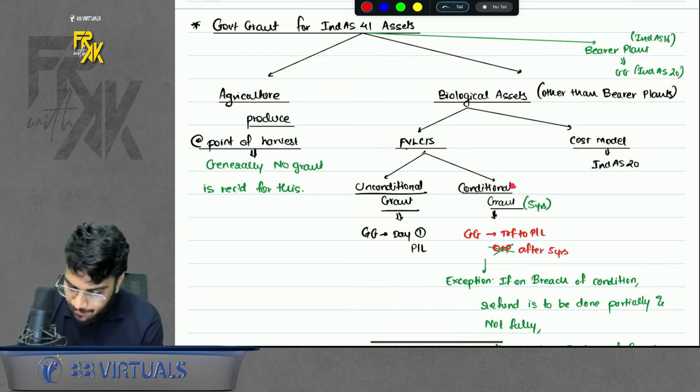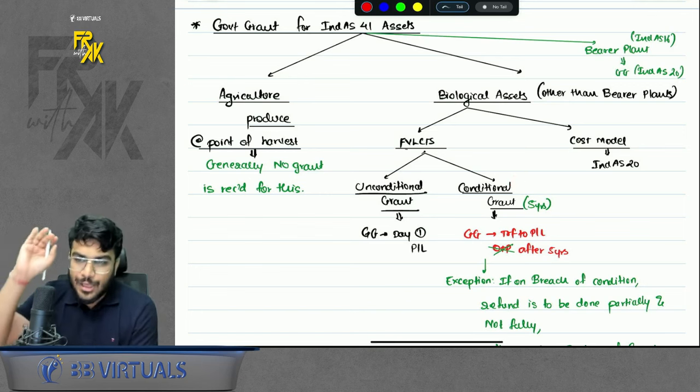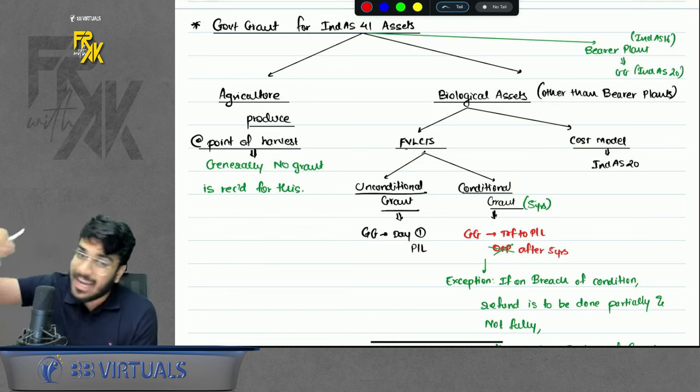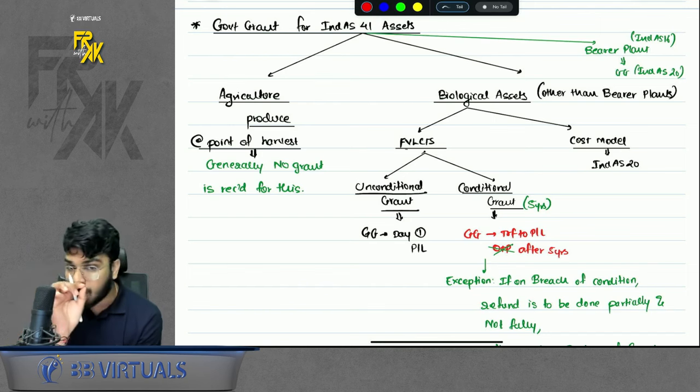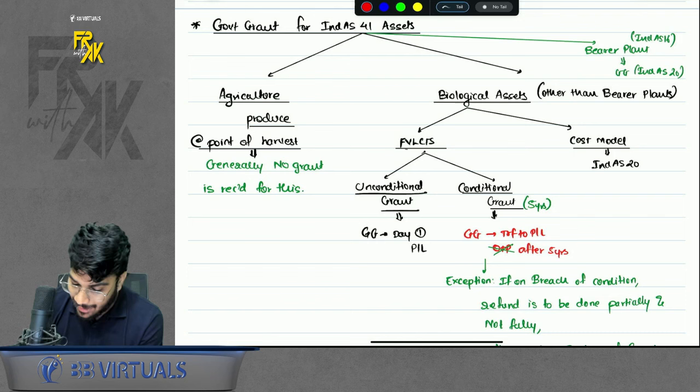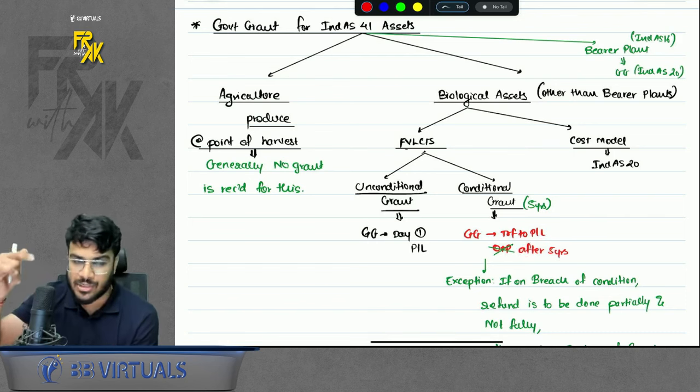That is, for example, if you had the condition of 5 years, you will book the grant in profit and loss directly after 5 years. Do not book it over the period of 5 years. You will book it after 5 years, that is, after the conditions are met.